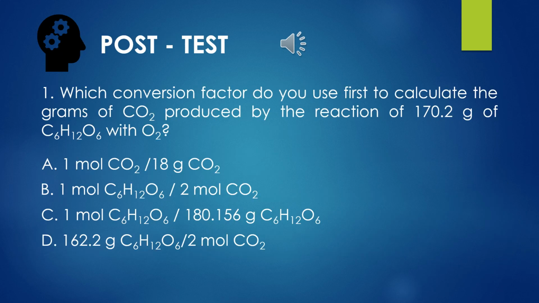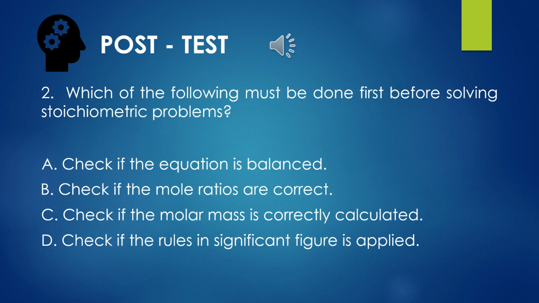Let's get ready for post-test. Number 1. Which conversion factor do you use to calculate the grams of carbon dioxide produced by the reaction of 170.2 grams of C6H12O6 with oxygen? Choices are below. Number 2. Which of the following must be done first before solving stoichiometric problems?